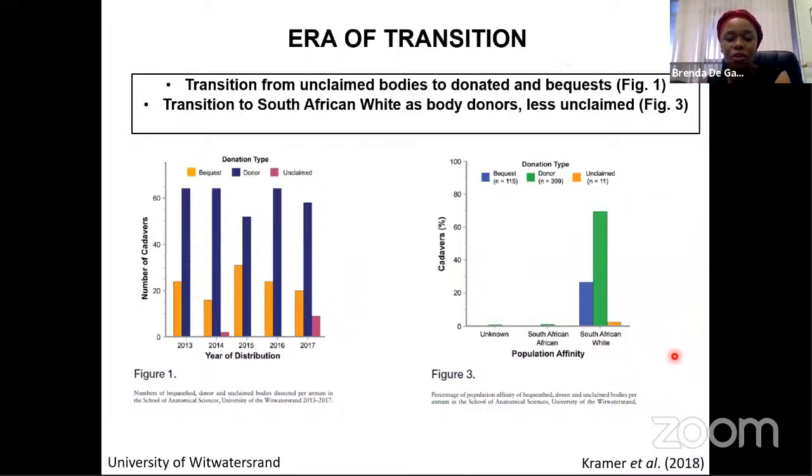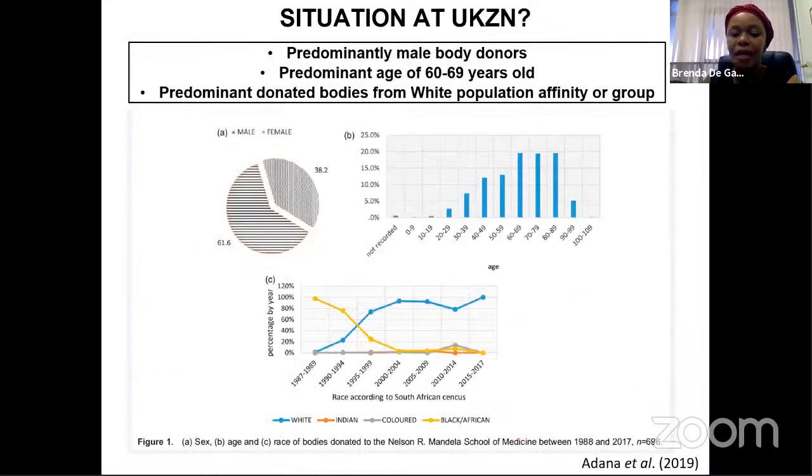Again, we see how the transition has happened, and this was a follow-up on the previous 2015 article by Kramer et al., and how the shift has now occurred where we have bequests and also donated bodies, and from which population group they have come from. Even here, you can see, according to 2017 data.